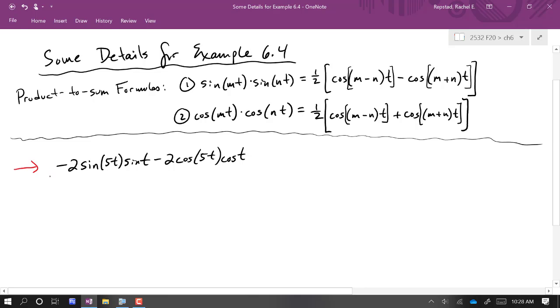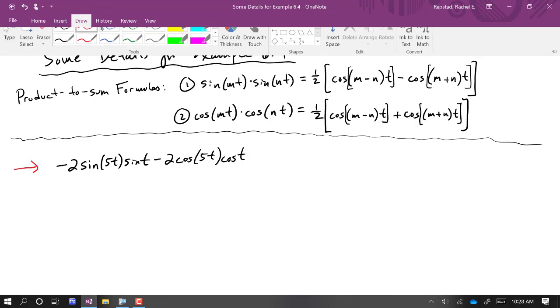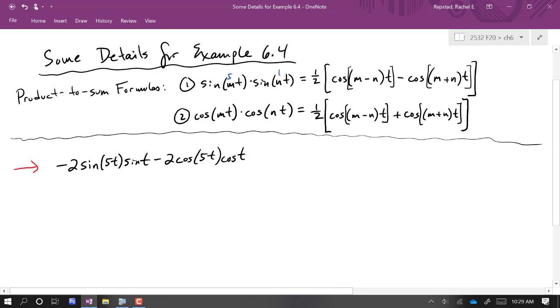So if we start out there, in this case, I guess m would be 5 and n would be 1. So this would be 5 minus 1, and 5 plus 1. So our first step here would be minus 2 times, and then using that first product to sum formula, we have 1/2 times cosine 4t minus cosine of 6t.